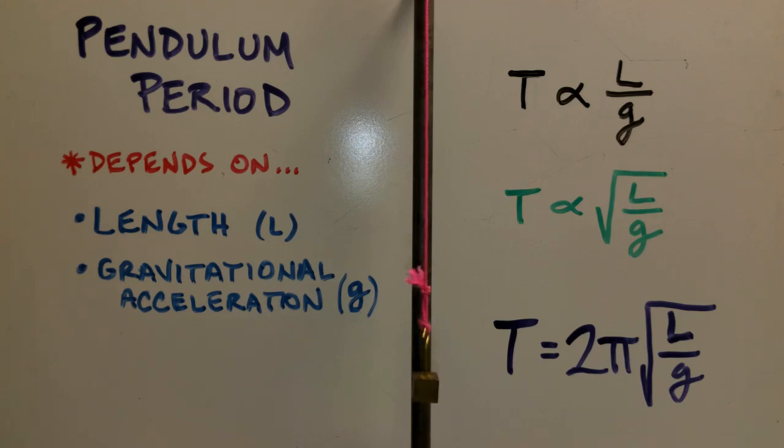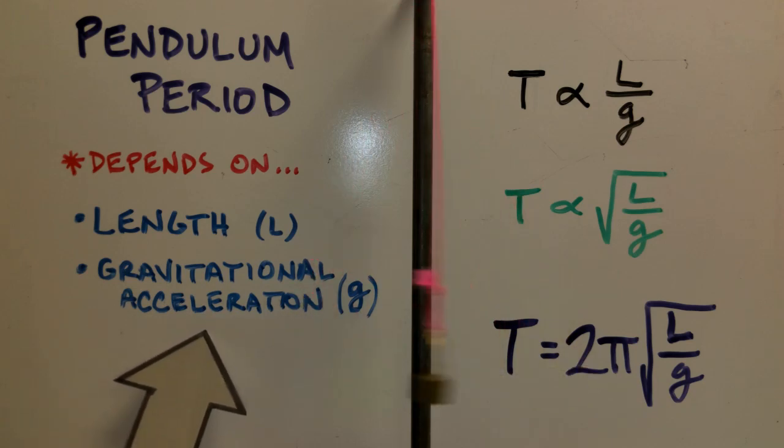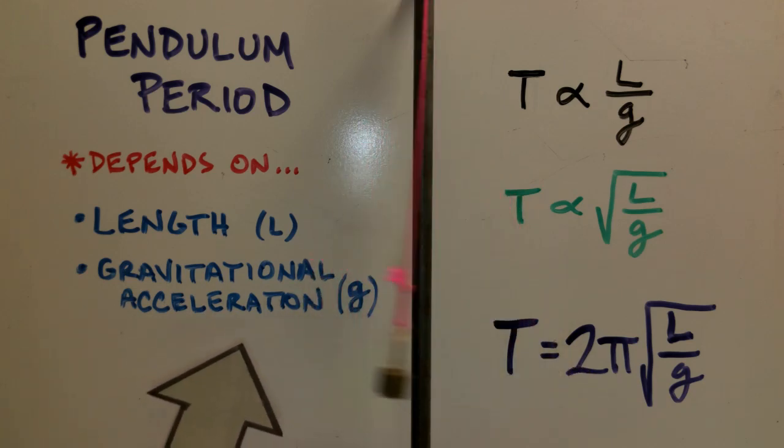Hey there, physics folks. Today we want to derive the formula for the period of a simple pendulum. Now, if you recall, we already did an investigation in class of what parameters might affect the period of the pendulum, and we determined after trying amplitude, mass, all kinds of different parameters, that the length and the gravitational acceleration were the only two factors that seemed to affect the period of the pendulum.